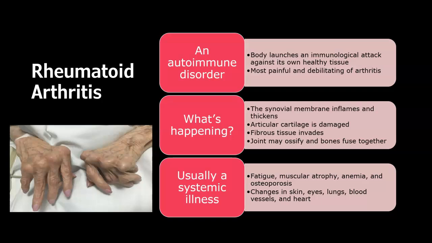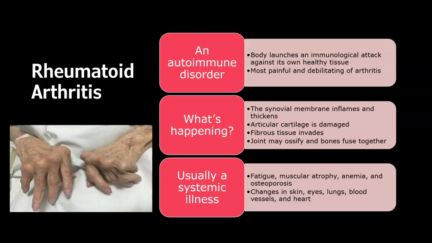What's happening that actually causes this? Well, the synovial membrane is going to become inflamed. After inflammation for so long, it begins to thicken. It will damage the articular cartilage that's found at the end of each articulating bone. And then once you have this damage and constant inflammation and the thickening, you're going to have a fibrous tissue starting to come in and invade. So these fibroblasts are creating fibro tissue, which doesn't do its job, and it's going to invade into these areas, and it's going to cause these joints to ossify and the bones to even fuse together.